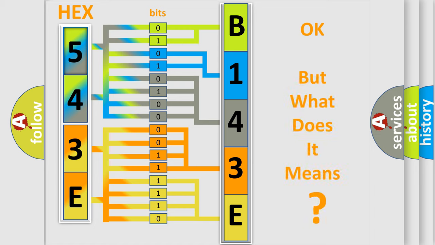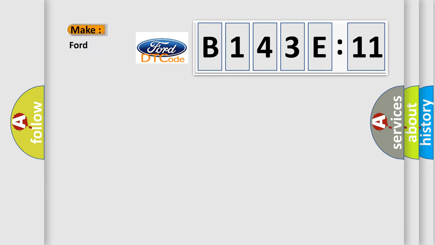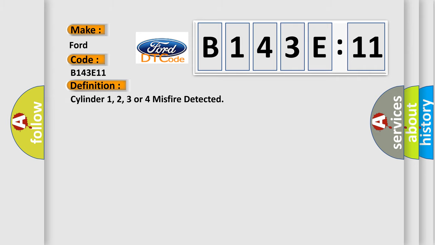The number itself does not make sense to us if we cannot assign information to what it actually expresses. So, what does the diagnostic trouble code B143E11 interpret specifically for Infiniti car manufacturers? The basic definition is cylinder 1, 2, 3 or 4 misfire detected.